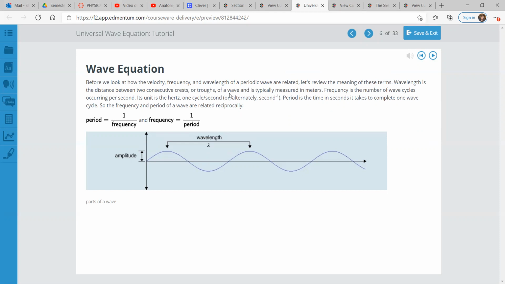And lastly, period is the time in seconds it takes to complete one wave cycle. So the frequency and period of a wave are related reciprocally. Period equals 1 over frequency. And if you rearrange that, that means frequency is 1 over period. And that's what reciprocal means. It means one term is equal to 1 divided by the other term.